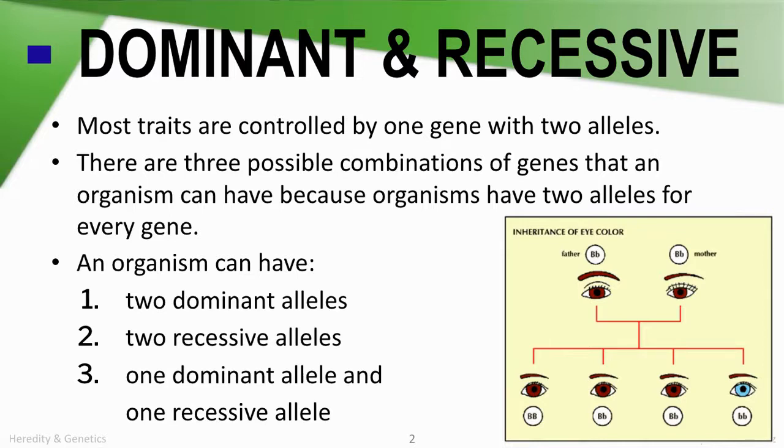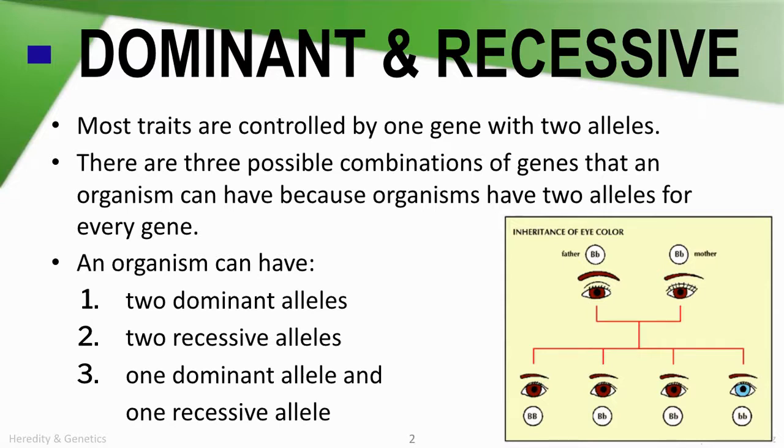Real quick, take a look at the picture down here in the corner, the inheritance of eye color. The mother and the father both have one dominant, the capital B, and one recessive, the lowercase b. Below them there are four offspring. The first one on the very left is capital B, capital B, an example of two dominant alleles. The two in the middle are like the mother and the father. They have one capital, one dominant, and one lowercase, one recessive.